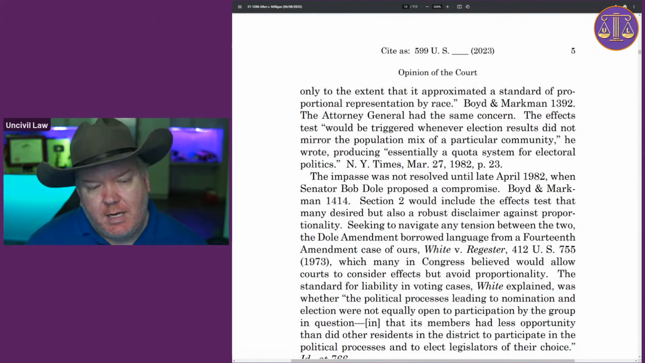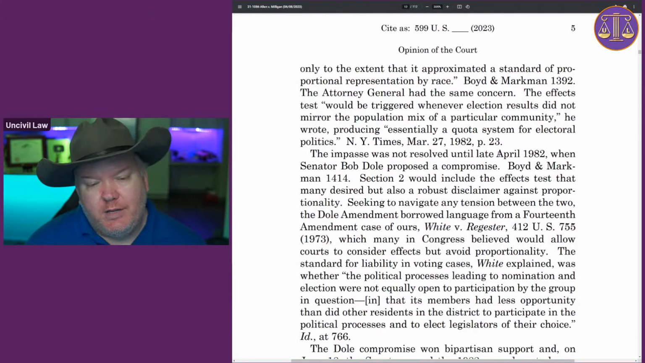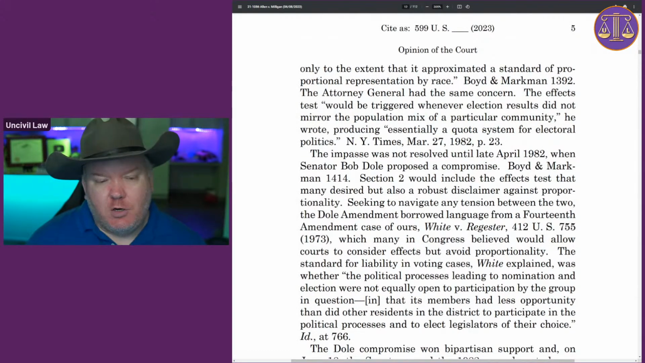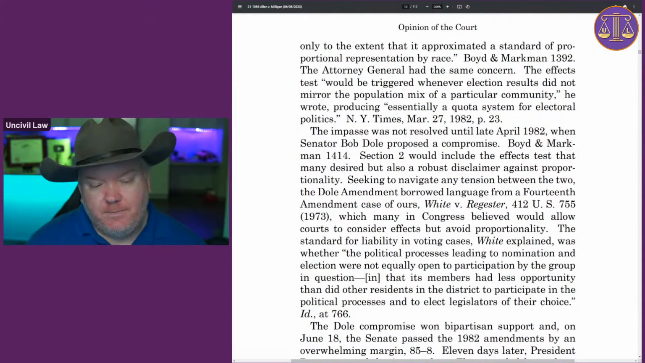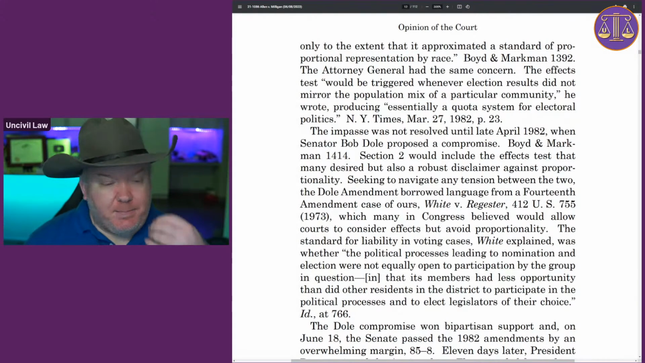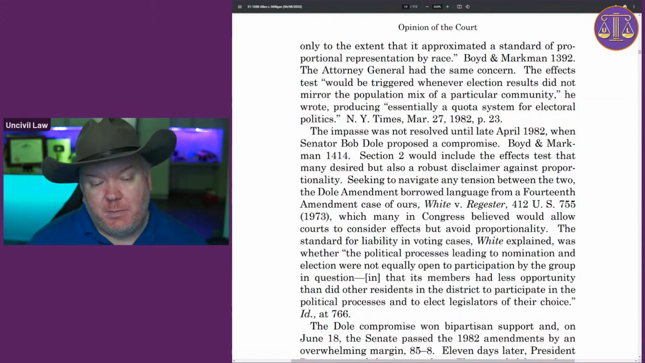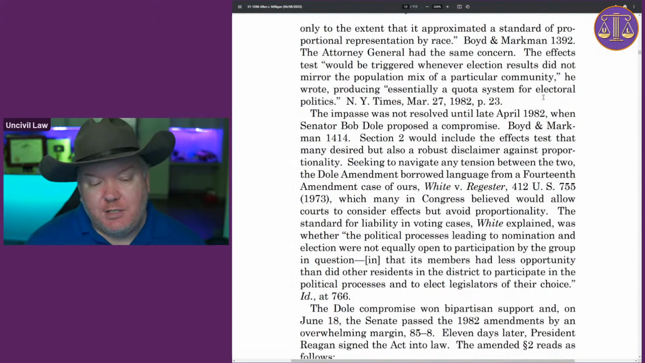Senator Dole proposed a compromise. Section 2 would include the effects test that the House desired, but also a robust disclaimer against proportionality. Seeking to navigate the tension between the two, the Dole Amendment borrowed language from a 14th Amendment case of the Supreme Court, which many in Congress believed would allow courts to consider the effects but avoid proportionality. The standard for liability in voting cases was whether the political process leading to nomination or election was not equally open to participation by the group in question, in that its members had less opportunity than did other residents in the district to participate in the political process and elect legislators of their choice.